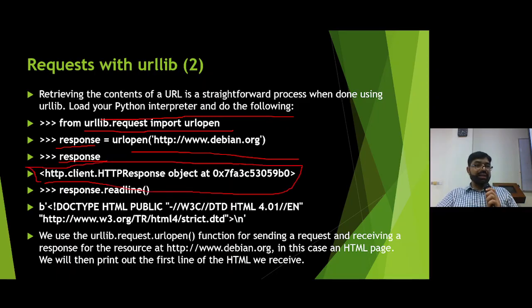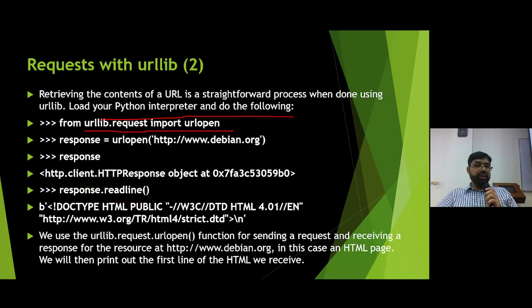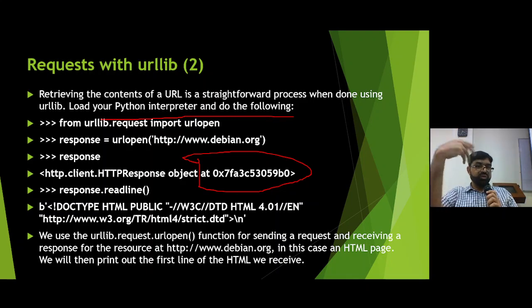So what exactly is it? Then we write response.readline. Basically, it is getting this file first. You see this object is the response HTTP file which we requested from debian.org. So you request the page and you get some page. And then you see when you use this command, you get this response, and this is how you get it.